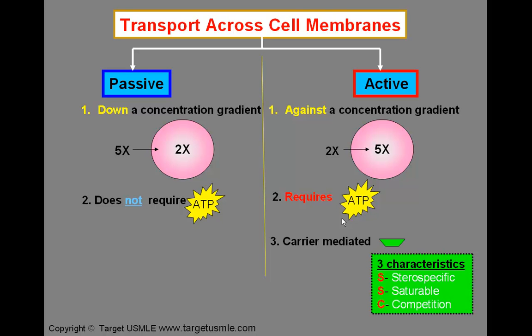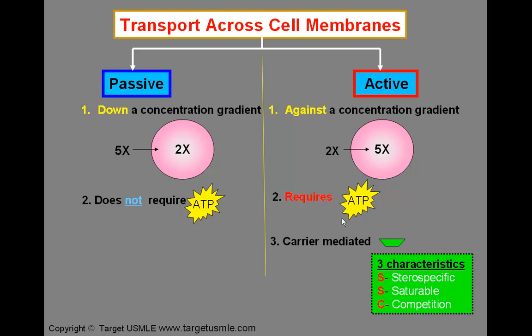All types of active transport require a carrier-mediated protein. There are three characteristics to carrier-mediated protein transport. It is stereospecific, saturable, and there is competition for the substrates. Stereospecific means, say for example, a carrier protein would only transport D-glucose and not L-glucose.